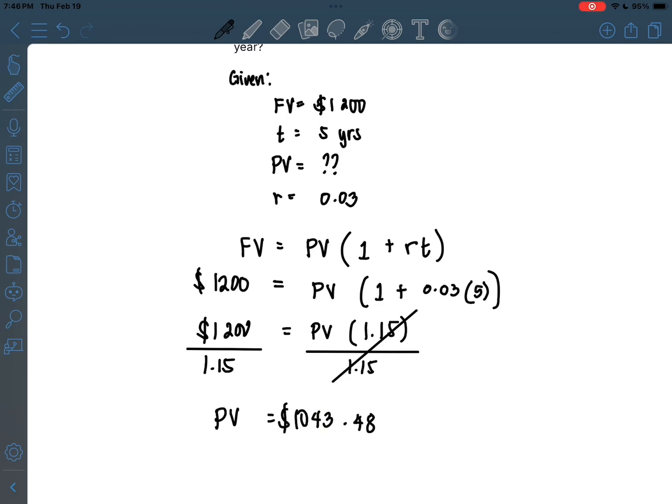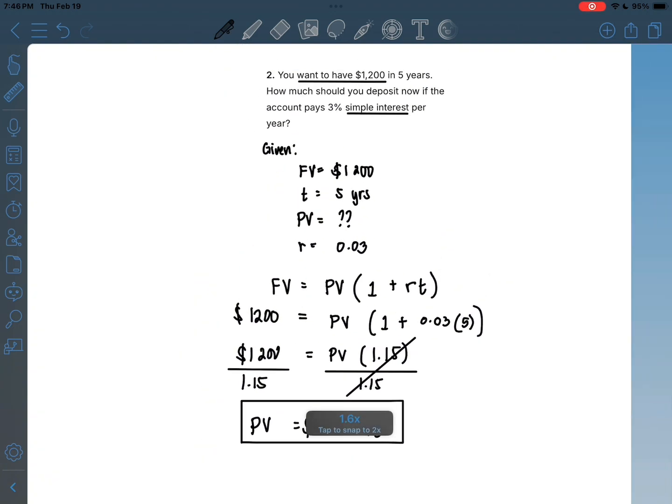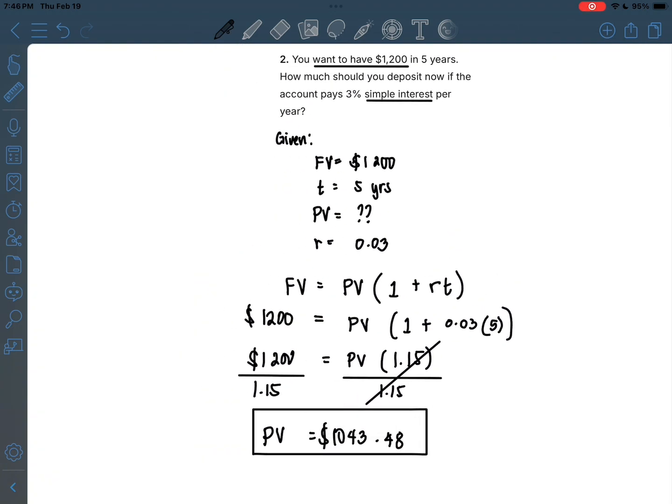So the answer, or the present value, or the money that you should deposit now, should be $1,043.48. Okay, I hope that's clear for you guys. Okay, we can now move on to the compound interest formula.